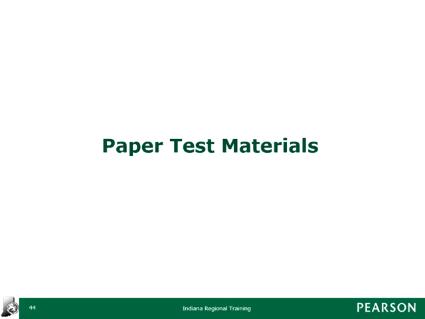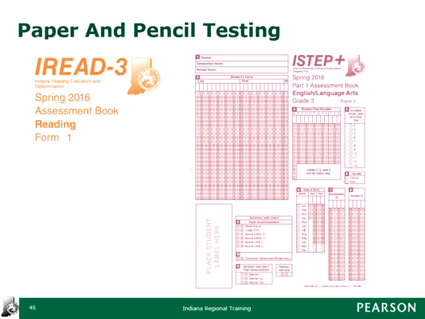Next, we will discuss paper test materials. For 2016 spring paper testing, each grade and subject will have its own booklet. This means that for grade 3 iStep Plus, each student taking the paper and pencil version of the assessment will receive a separate test booklet for ELA and another for math, for operational tests. The practice tests are combined into one test booklet.